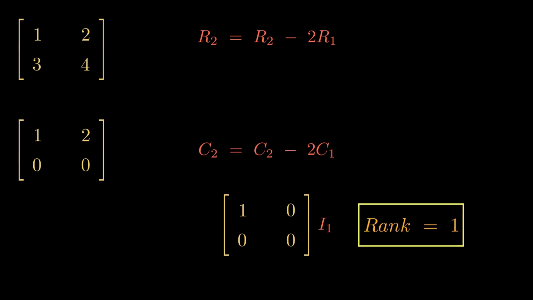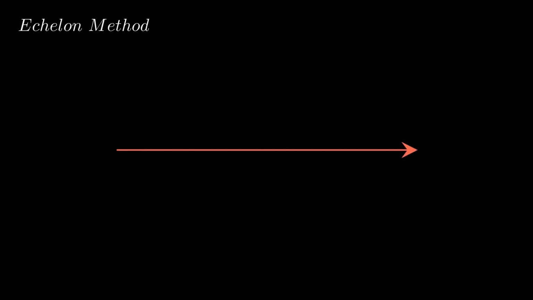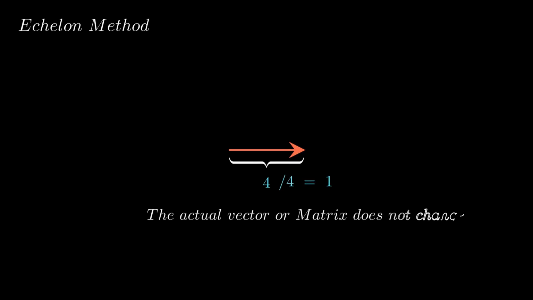Now let's talk about the most effective form, which is the echelon form. This is the part from where questions are asked. As we have been seeing a matrix from the point of view of vectors, let's use that to understand one more thing. A vector is a combination of magnitude and direction, so if we keep the direction the same and just increase or decrease the magnitude, it does not affect the actual vector.